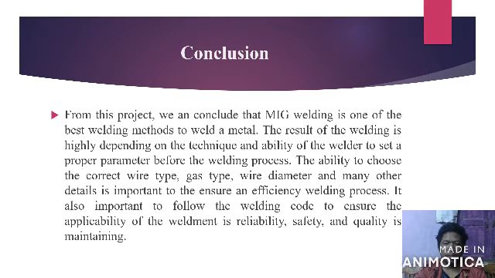From the conclusion of the project, we conclude that MIG welding is one of the best welding methods to weld metal. The result of welding depends highly on the technique of the welder and the ability of the welder to set proper parameters before the welding process. The ability to choose the correct wire type, gas type, and many other small details is important to ensure an efficient welding process. It is also important to follow the welding code to ensure the weldment's reliability, safety, and quality are maintained.